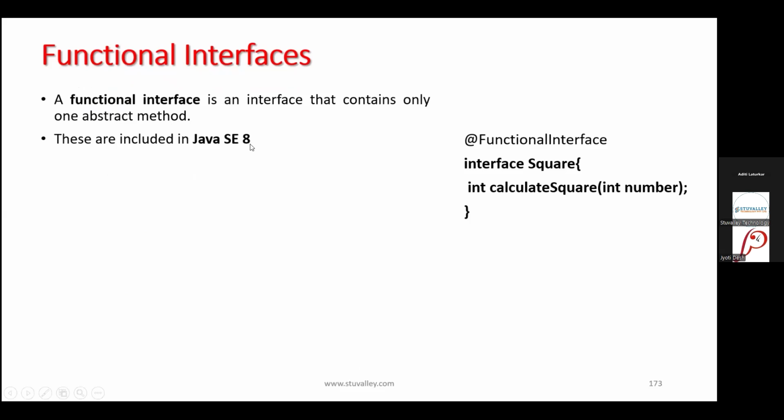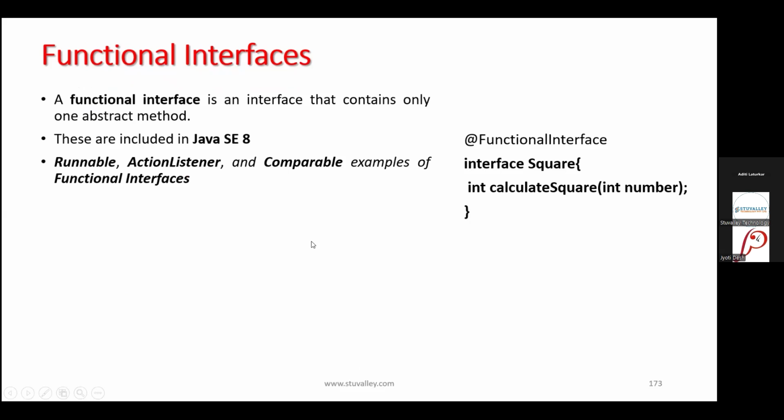It was introduced in JDK 8, and there are a few inbuilt functional interfaces, for example, the Runnable interface, ActionListener interface, and Comparable interface. These are all examples of inbuilt functional interfaces. If you need to create a functional interface, you can create it with this syntax: an interface name which has a single abstract method, and with the annotation @FunctionalInterface. This annotation is not compulsory. You can skip it if you want, but if you want, you can give it.